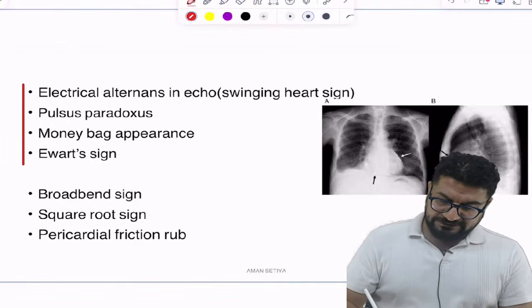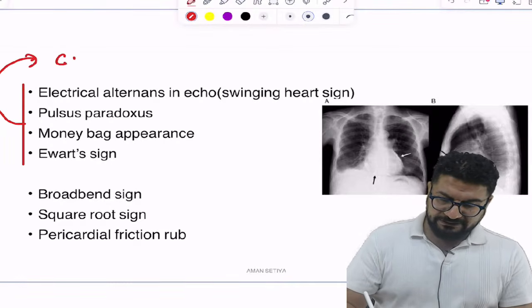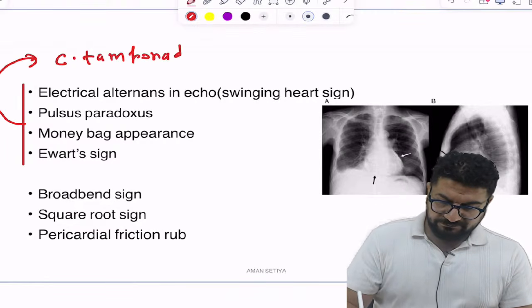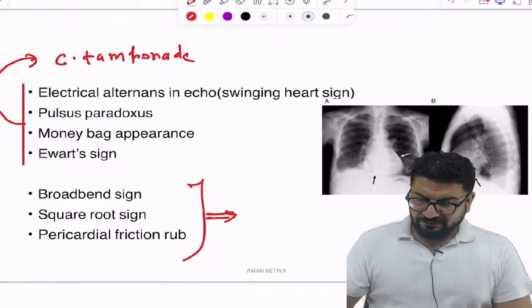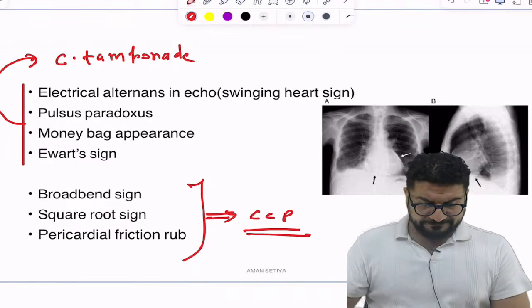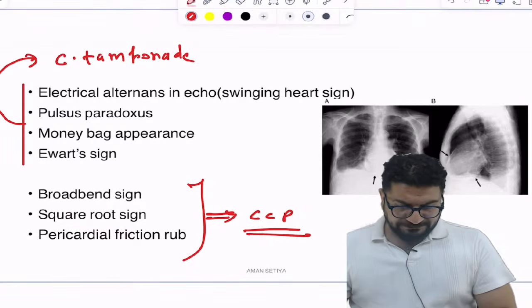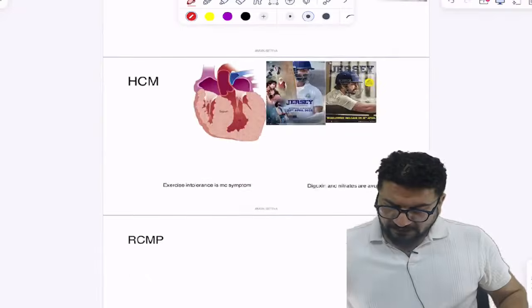So these are the signs that we see in a patient with cardiac tamponade. Broadband sign, square root sign, pericardial friction rub, these are features of chronic constrictive pericarditis. Simple. So they ask you this type of question in the exam.